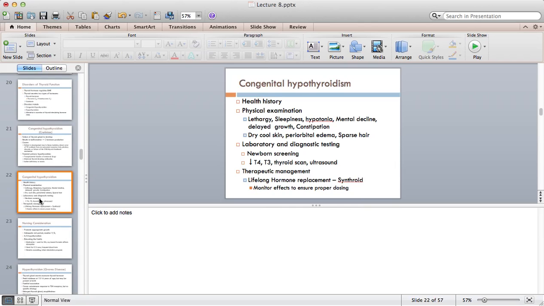Kevin, Eric, and who is next to Kate? Liz. Liz. All right? Thank you.